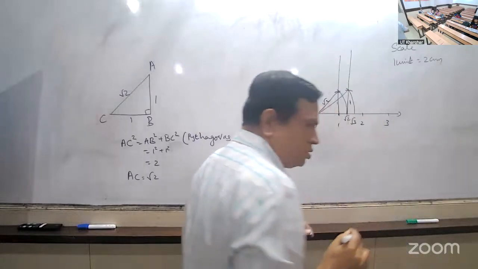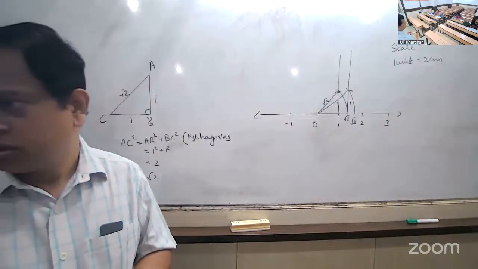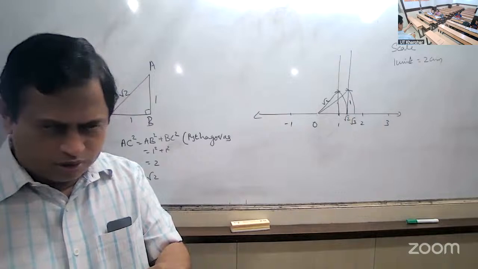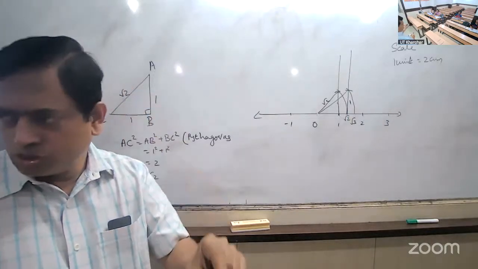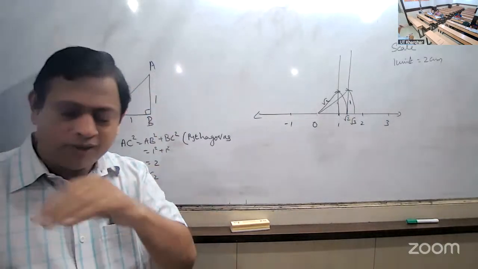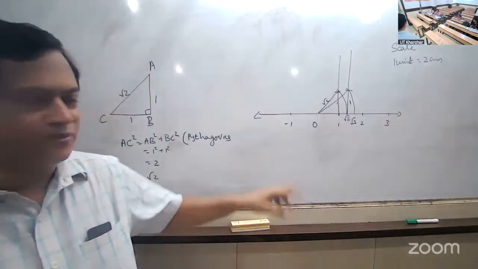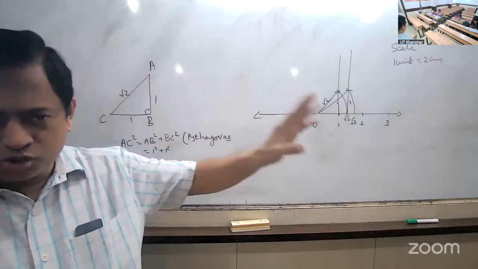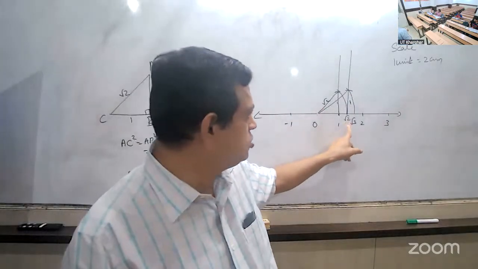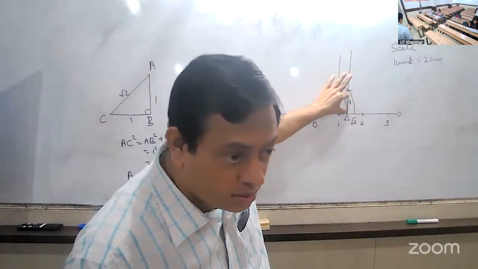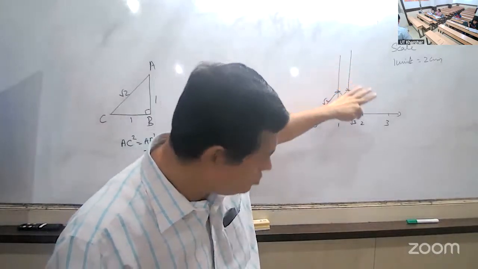Have you followed? Should I explain? I'm going to ask you people. First draw root 2, separately. Understood or not? First, what you have to draw? Root 2. Then after drawing root 2, again 90 degree. On the 90 degree, this is how much? 1. Then join with 0.